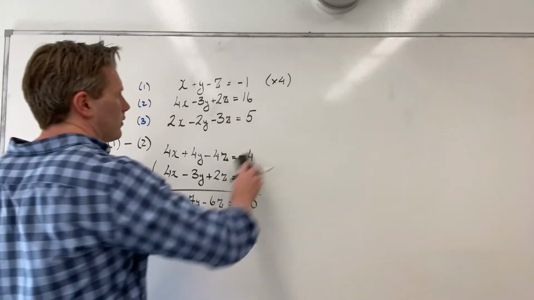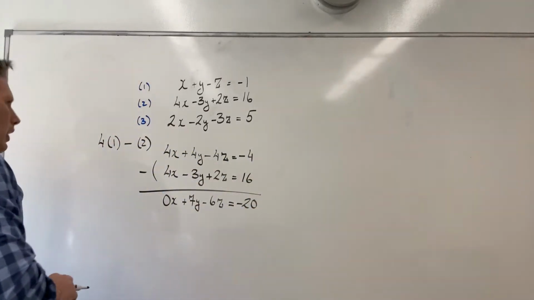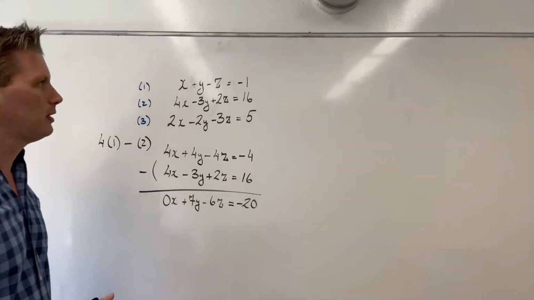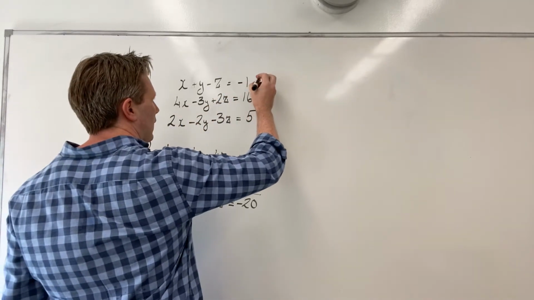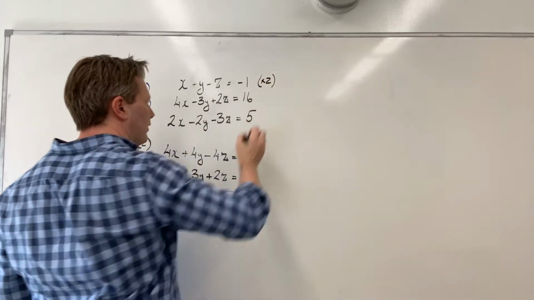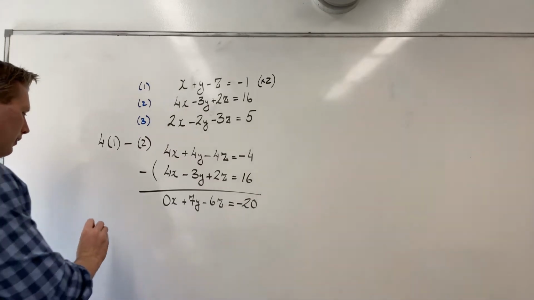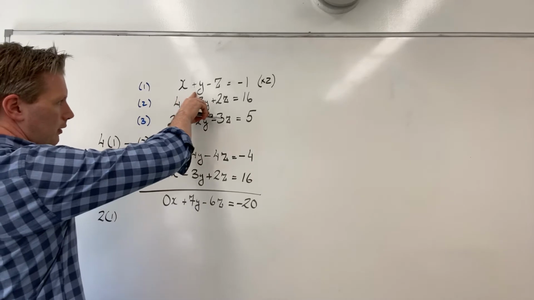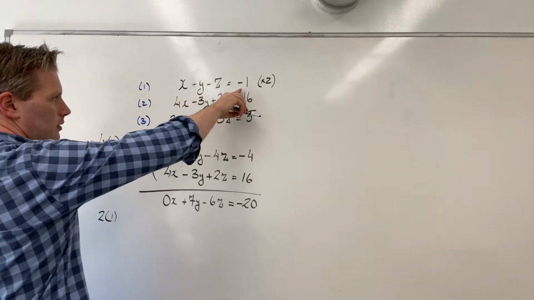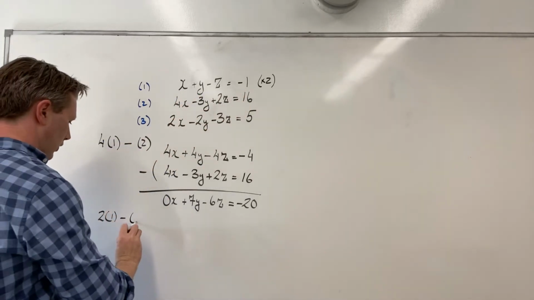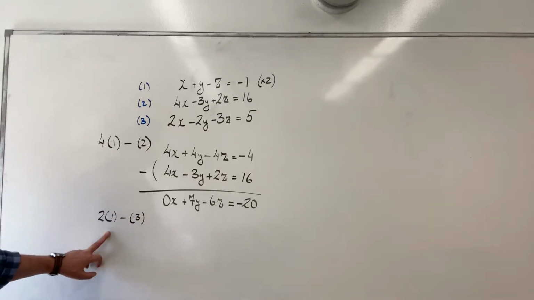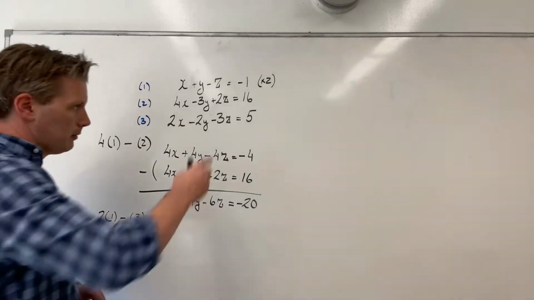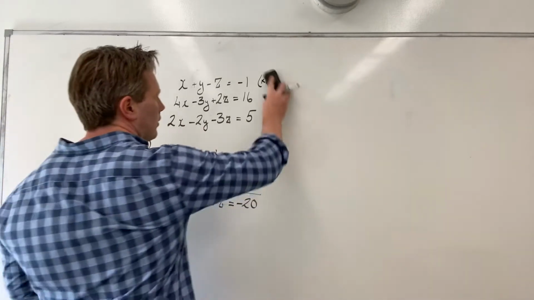Let me just get rid of this right here. Here I have a 2x, and here I have an x. So obviously it makes sense for me to multiply this equation now by 2. So I'm going to multiply this equation by 2. And what I will do is take 2 times equation number 1, which will give me 2x plus 2y minus 2z is equal to minus 2, and from that I will subtract equation number 3. 2 times equation number 1 minus equation number 3. Okay, let me just put that up here. We have a little bit more board space.